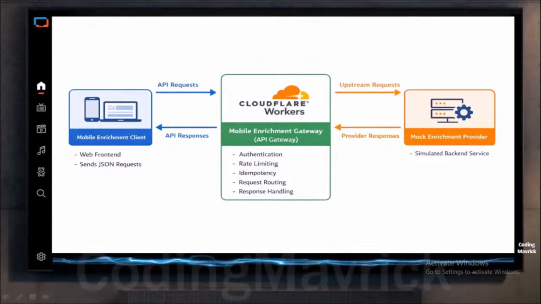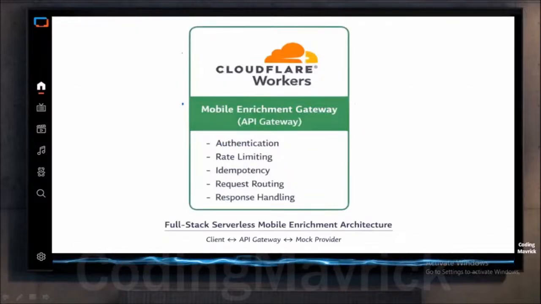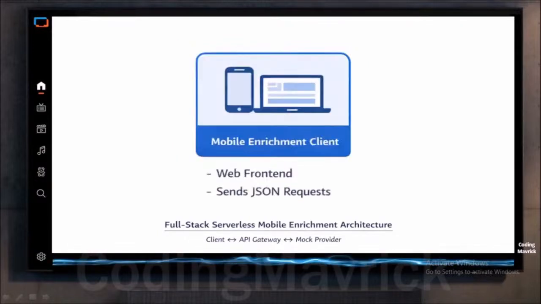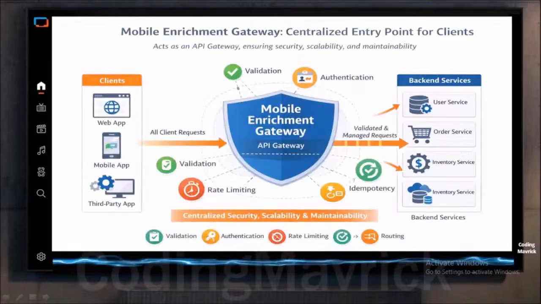But viewers, before we write a single line of code, it's important to clearly understand the architecture we are about to build. In this project, we'll develop 3 separate systems that work together to demonstrate a real-world API gateway pattern. These systems are the mobile enrichment gateway, the MOG enrichment provider, and the mobile enrichment client. Let's start with the most important component, the mobile enrichment gateway.